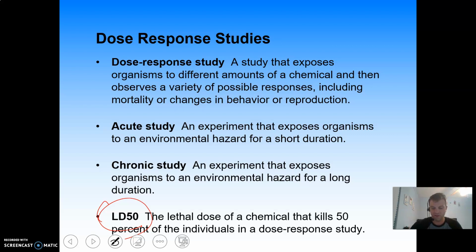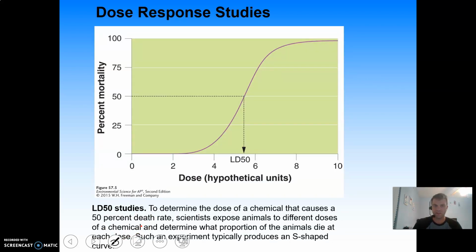So let's say you had fruit flies, you're exposing them to lead, and you gave them different concentrations of lead. At some point, there would be half of the fruit flies that perished. Once it hit 50%, that would be the concentration that was the LD50. That was the lethal dose that kills 50% of the population. And that's a big number that scientists like to use in order to describe the harmful effects of different concentrations of chemicals. You can see right here.